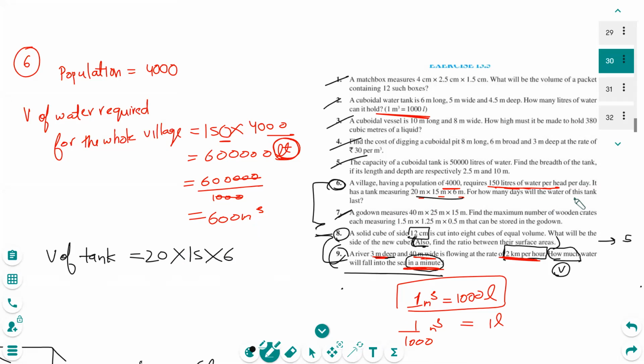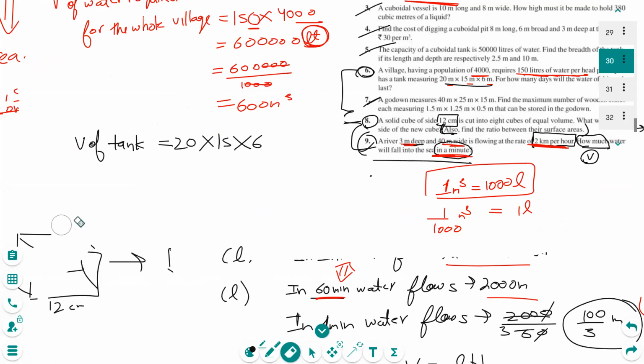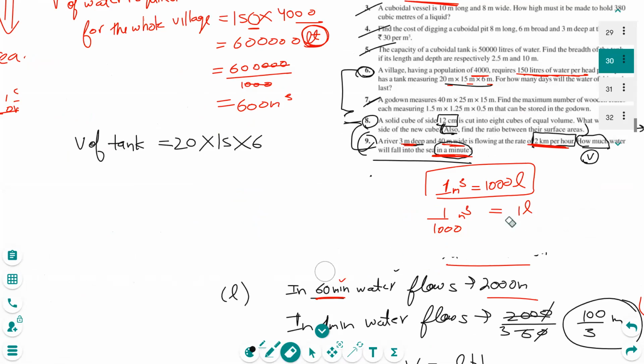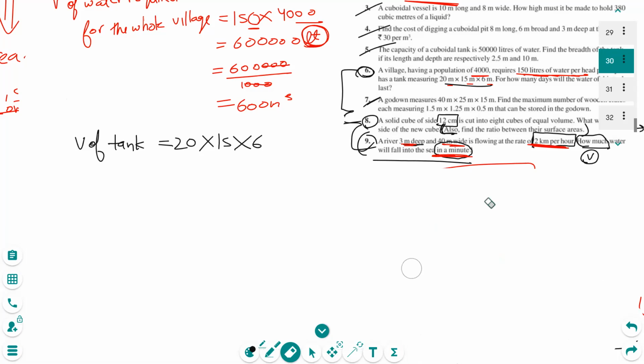For how many days will the water of this tank last? So how many days? It's again asking for N. I have told you how to find the N. Can you tell me how to find the N? There is a smaller formula for it. We divide the larger number by the smaller. Which is my larger volume here? Volume of tank. Absolutely.